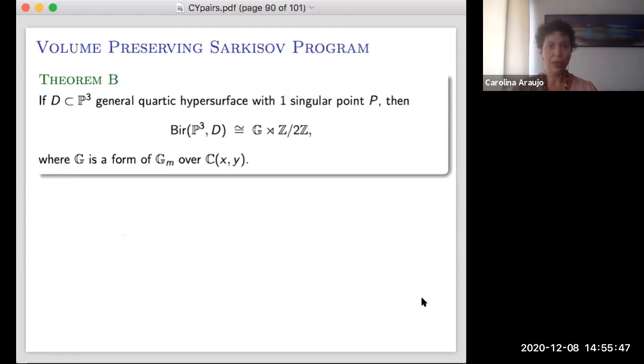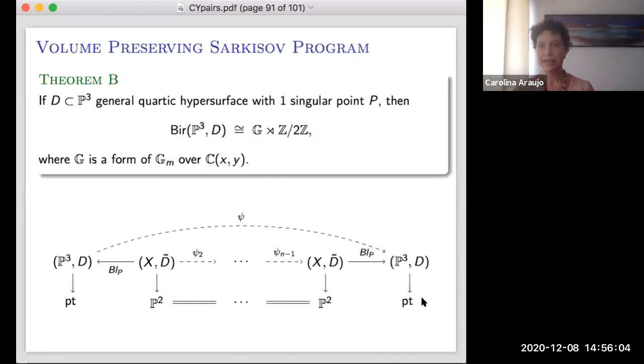Now let's move to theorem B. Now D is a generic quartic hypersurface with one singular point, and we want to prove this structure theorem in the group of birational maps. If you start with a non-biregular Cremona transformation of the pair, then it will have to decompose as a sequence of Sarkisov links. Again, exactly as before, we can rule out the possibility of starting by blowing up a curve. The only blow up in this case that would be volume preserving and yield a good link is the blow up of the singular point.